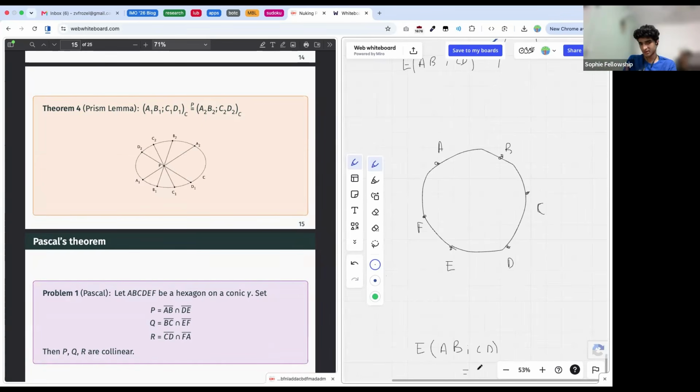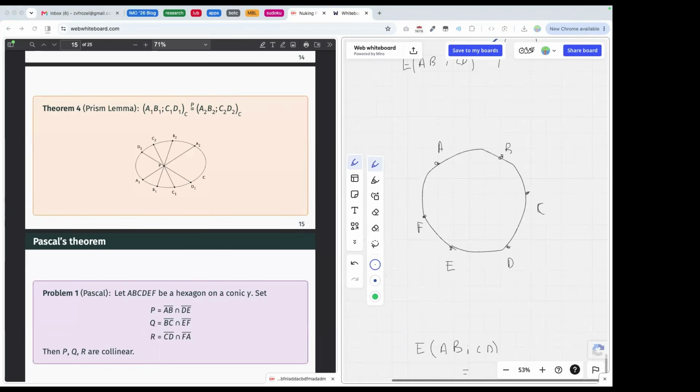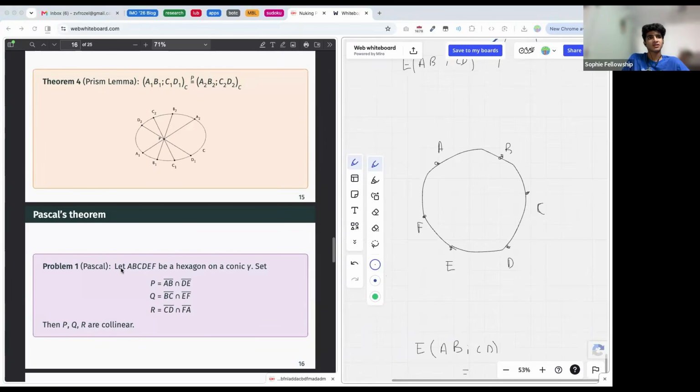Can we take any point besides E and F? How would you want to do that? Could you repeat the question? Yeah, it's the question over here.